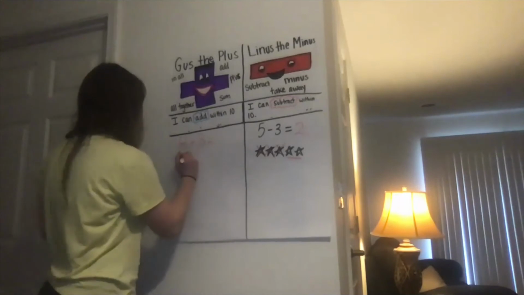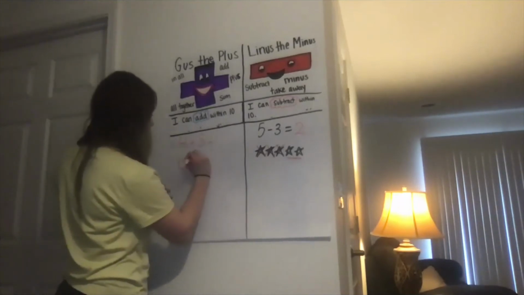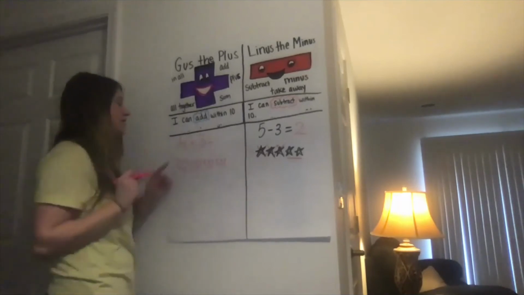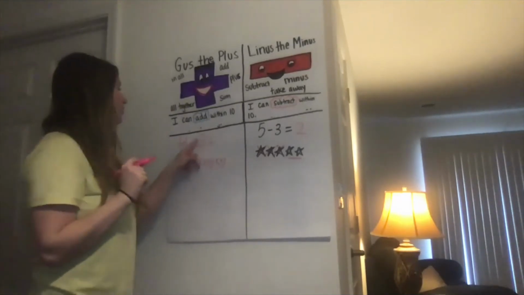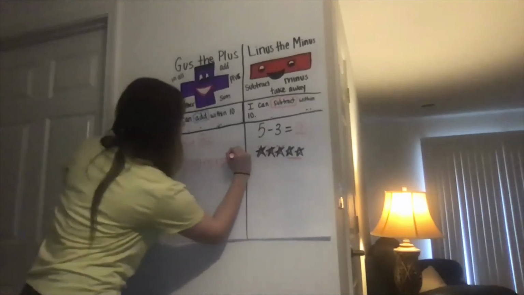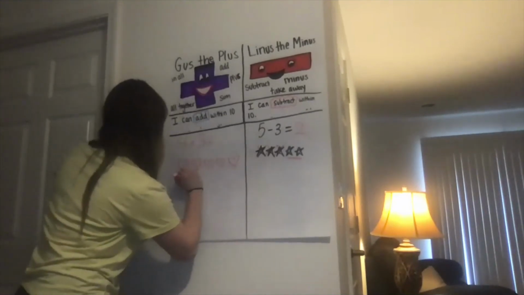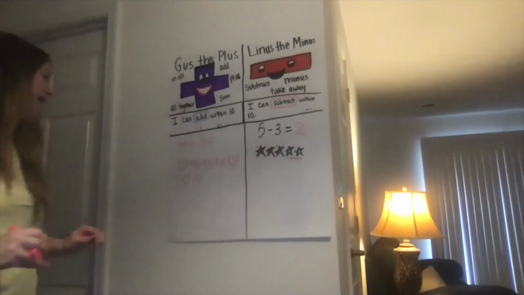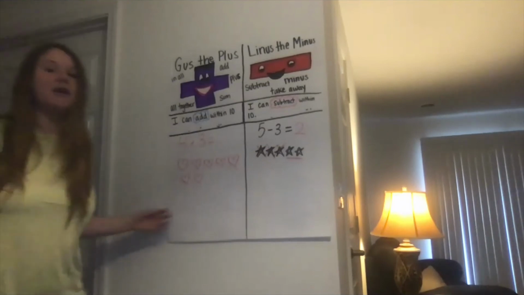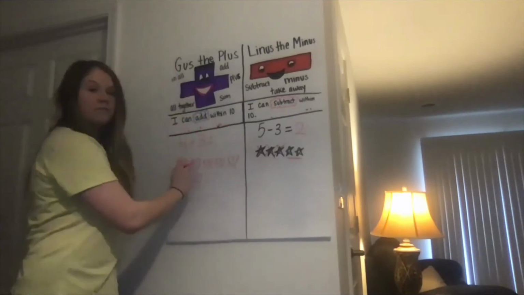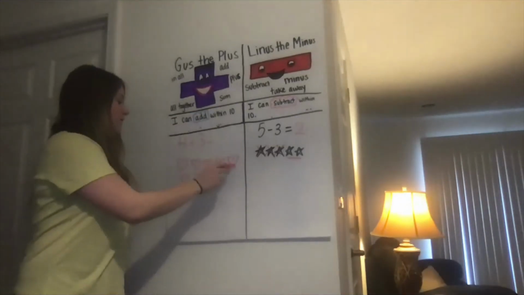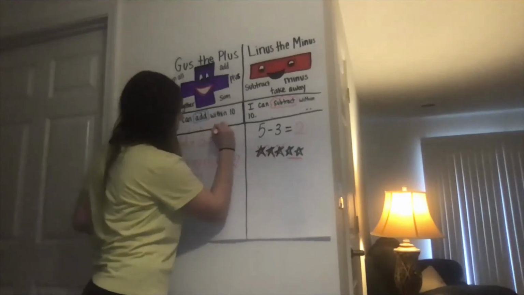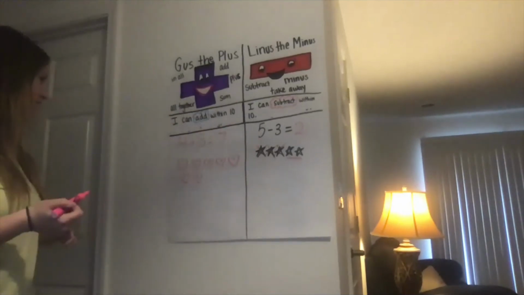we're going to draw 4 pictures. I'm going to do hearts, 4 hearts. So we have 4 hearts, and Gus the Plus says we get more. We get how many more? 3. We're going to draw 3 more. 1, 2, 3. So now we go back and we count all of them together. In all. So count: 1, 2, 3, 4, 5, 6, 7. There's 7. So we know that this answer is going to be 7.